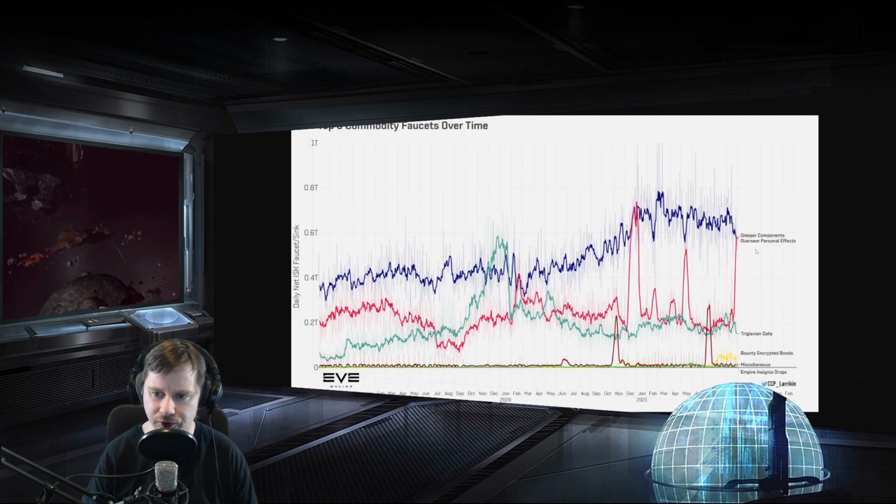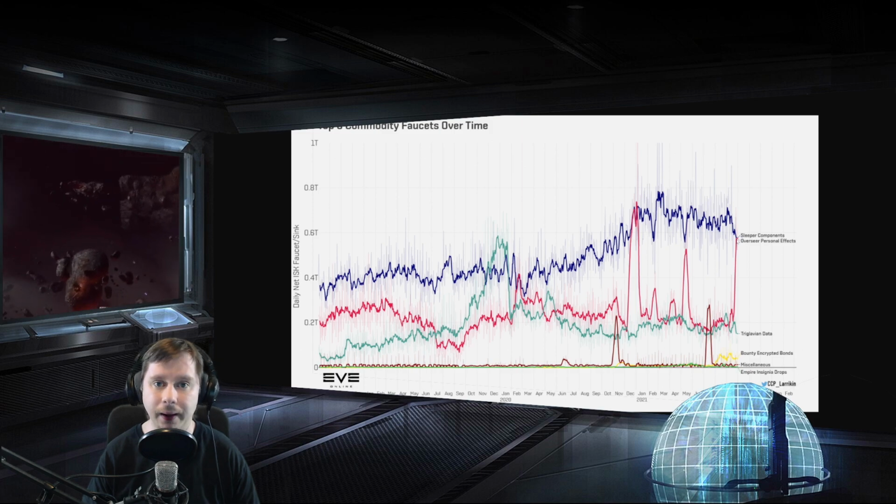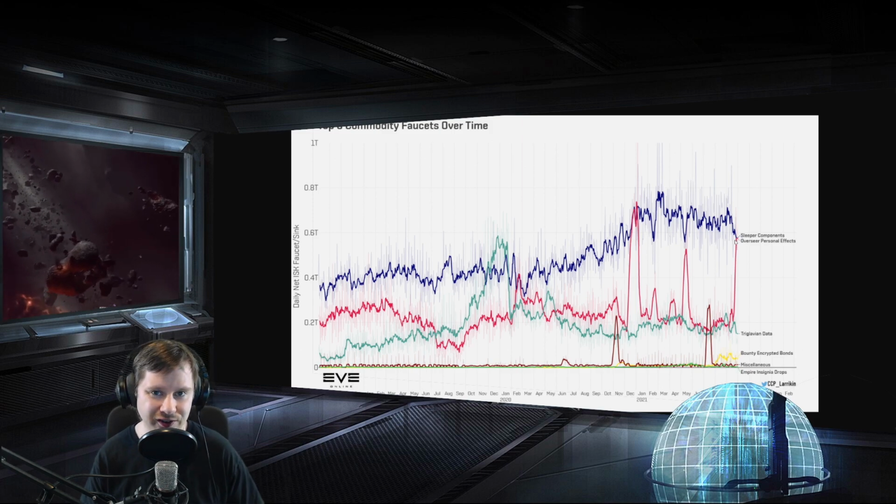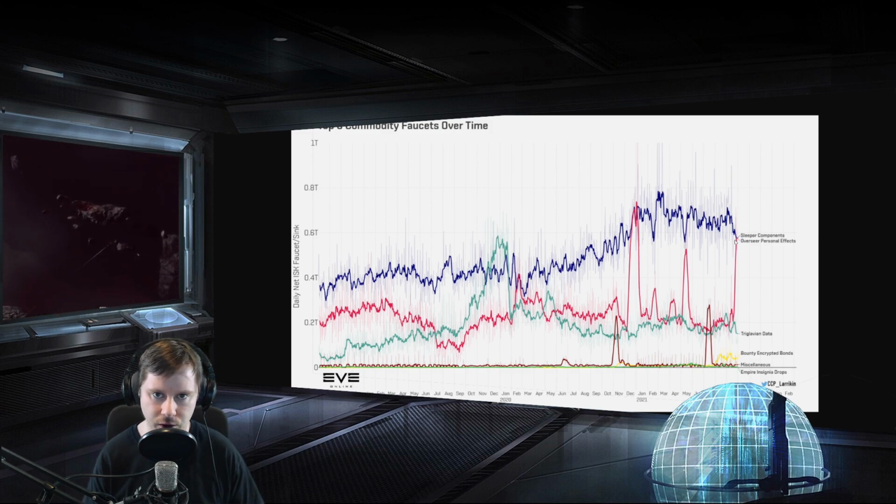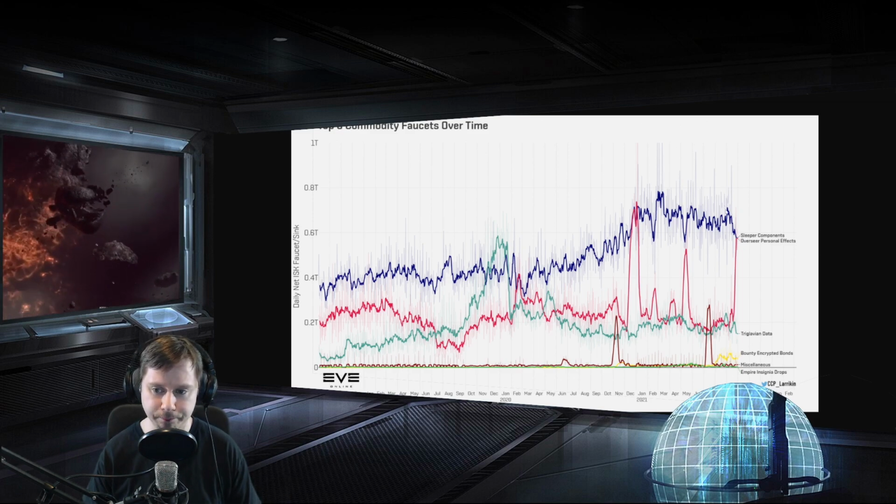Commodity faucets over time. I think we see another overseer effects spike. Of course, you may have noticed that overseer effects were part of the reward structure for the special event around the rogue drones. And it's going to be another sizable spike that will actually continue probably for a couple of days in October as well, which is again a lot of ISK being created into the game.